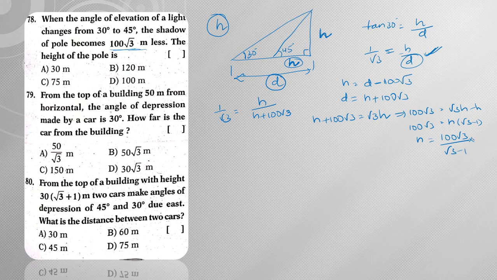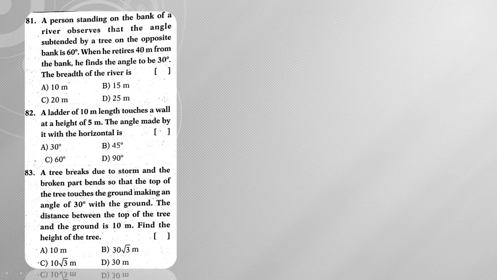So when I do rationalization, this becomes root 3 plus 1 into root 3 plus 1. So root 3 minus 1 into root 3 plus 1 is 2. So 2 times it will cancel out. From this I am going to get 50 into 3 plus 50 root 3, which is nothing but 150 plus 50 root 3. Hence the answer is 150 plus 50 root 3. Right. Next, moving on to question number 79.